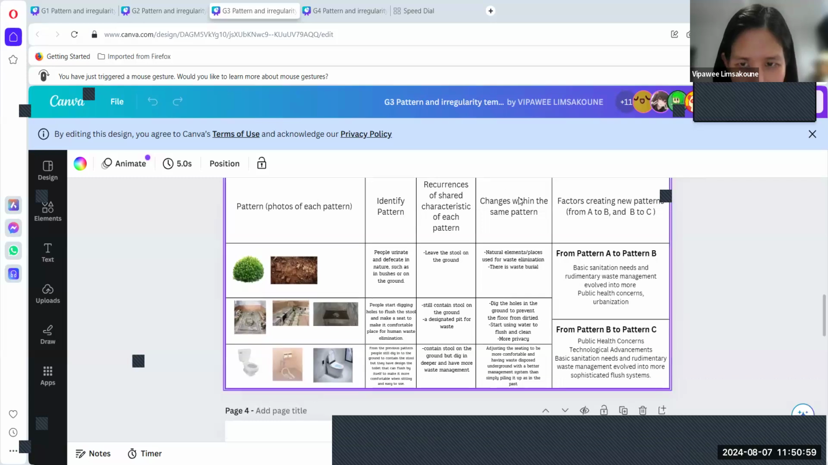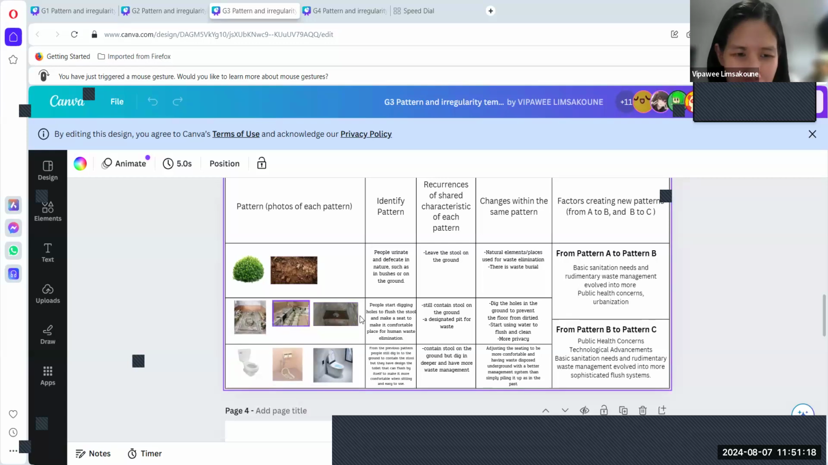And the change within the same pattern is that there could be waste burial, burying it rather than just leaving it on the ground, and it could be a different place for using this natural toilet.